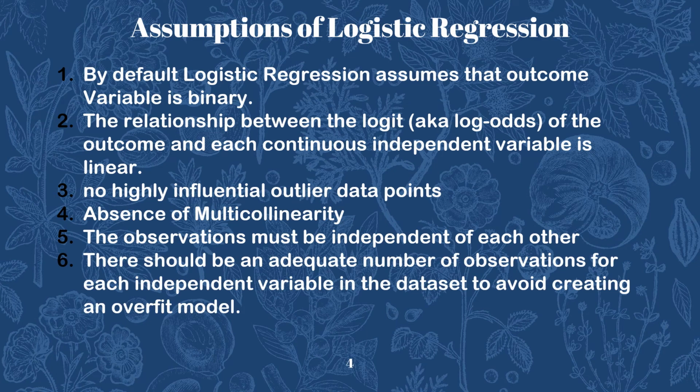And finally, there should be an adequate amount of observations for each independent variable in the data set in order to avoid overfitting model. Now, we always are looking for bigger data sets because if we have bigger data sets, we will be able to avoid the overfitting problem. Now, these were the assumptions of logistic regression. Like any model, logistic regression has certain pros and it has certain cons. Now, let us look at the pros and cons of logistic regression.